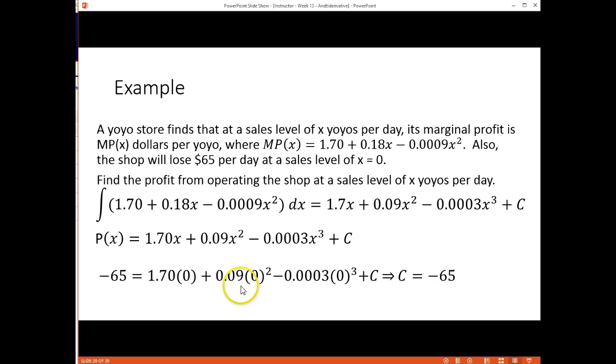So therefore, our profit function is just combining these two: the integral, which is a class of all antiderivatives, finding out what c is equal to, and then getting the specific profit function for that store. So P of x is 1.70x plus 0.09x squared minus 0.003x cubed minus 65.